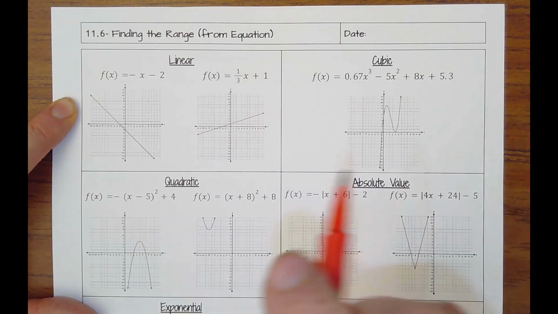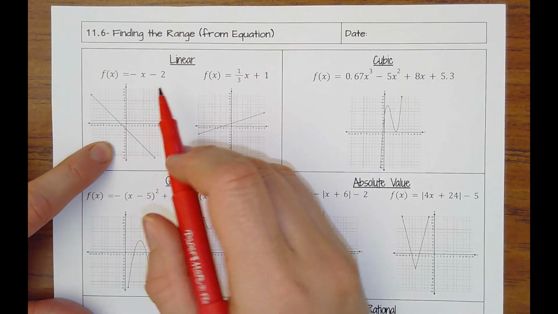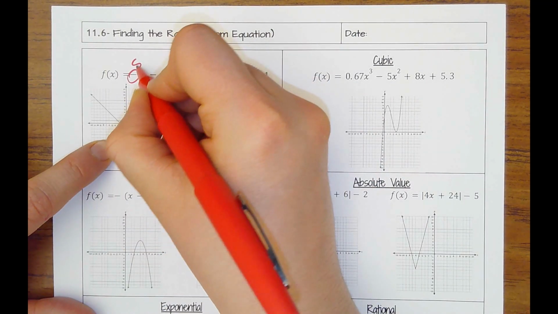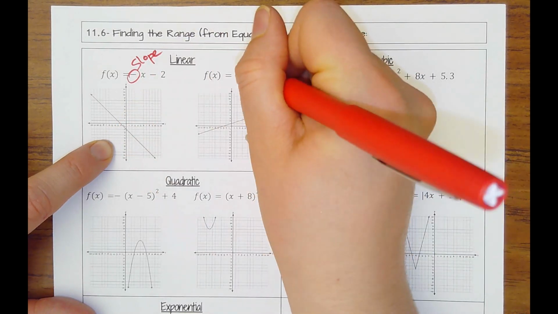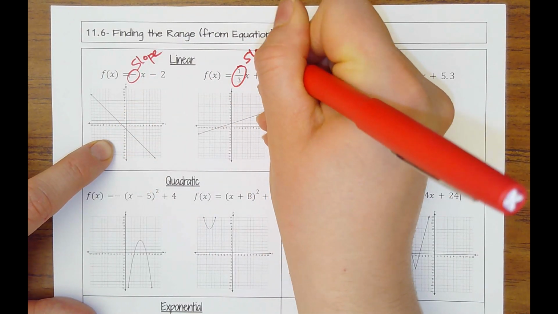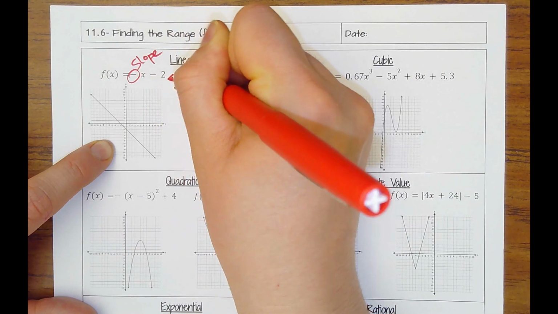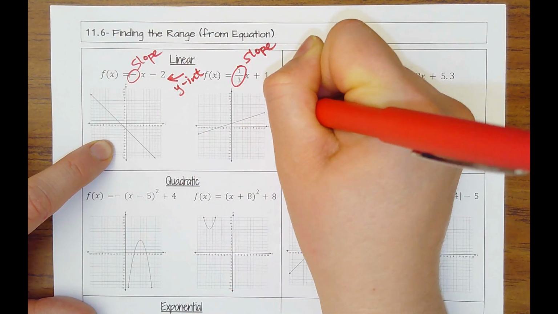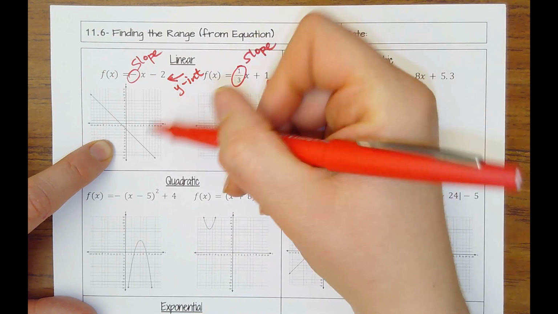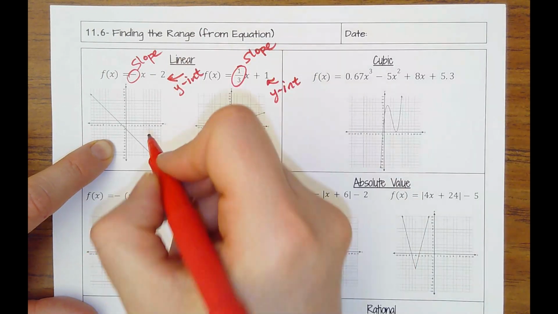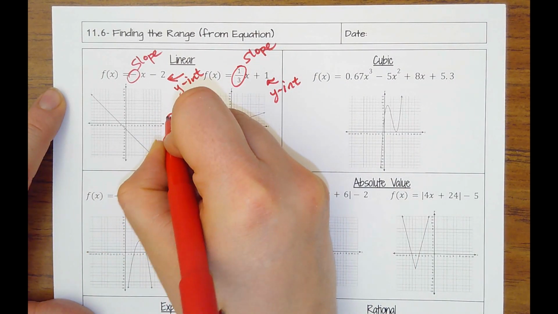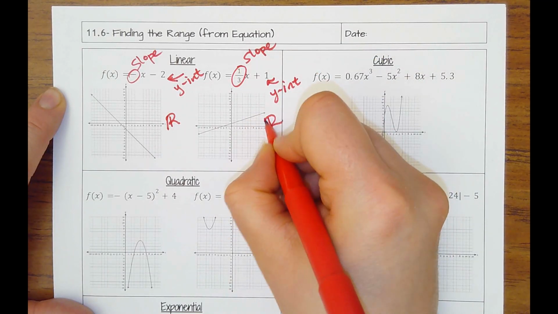I put those together because linear equations will have a slope, that is the number in front of x, and it has a y-intercept. It's y equals mx plus b. If I'm looking at the range, all the y values, it'll always be all real numbers. So I'm just going to put that. So always all real numbers.